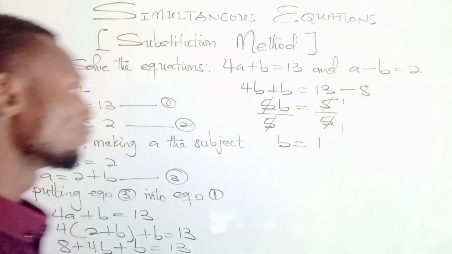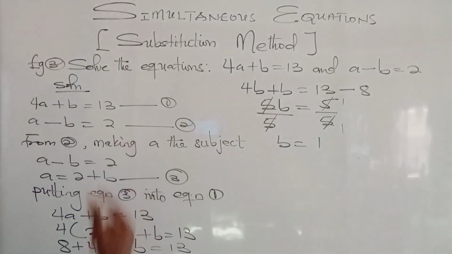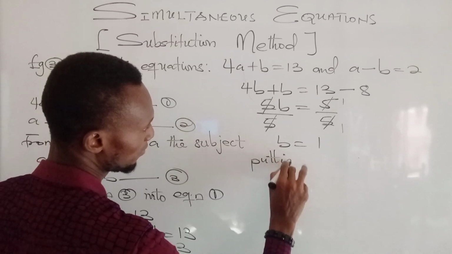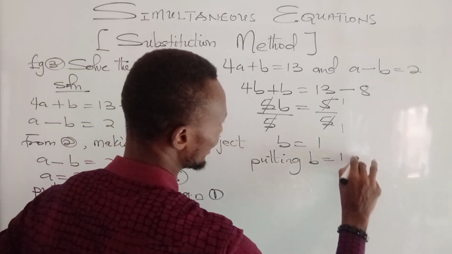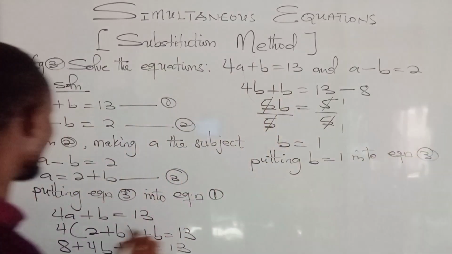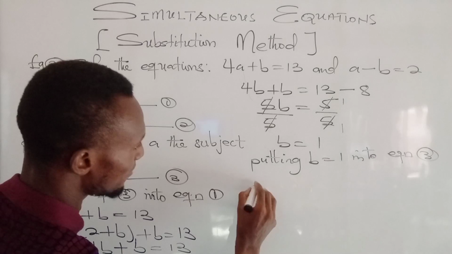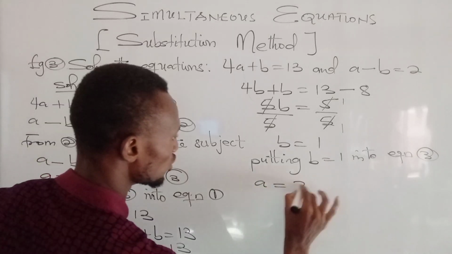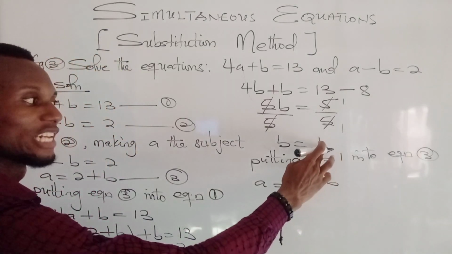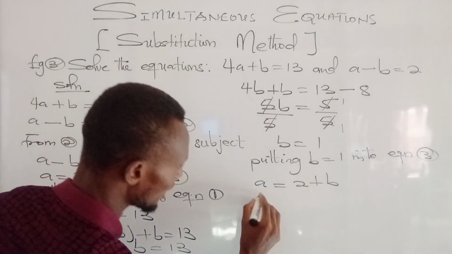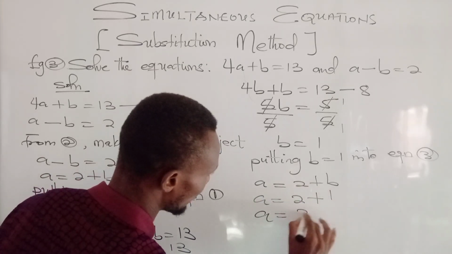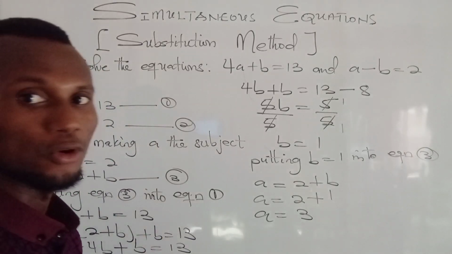So I'm going to put my b equals 1 into equation 3. So I'm going to write: putting my b equals 1 into equation 3. Equation 3 is given as a equals 2 plus b. So it means wherever I see b, I'm going to put the value of b there, which is 1. So I'm going to have a equals 2 plus 1, and a equals 3. So I've gotten the value for a as well.